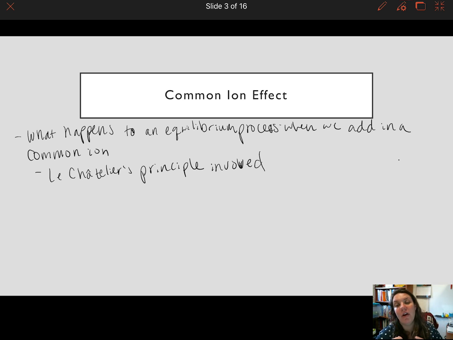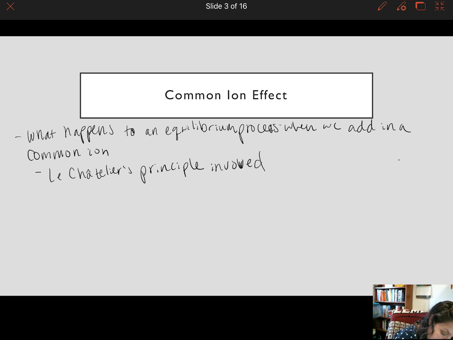Okay? So, the common ion effect itself, if we take two things, one is going to be an equilibrium process, and one is a one-way arrow. We add those two together. So we have something that has an equilibrium that produces ions, and then we have another process that is a one-way arrow that produces ions, and in both processes we have the same ion.